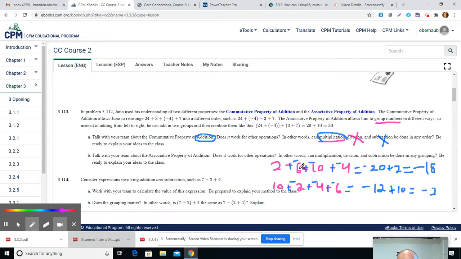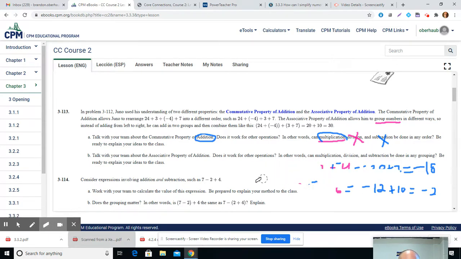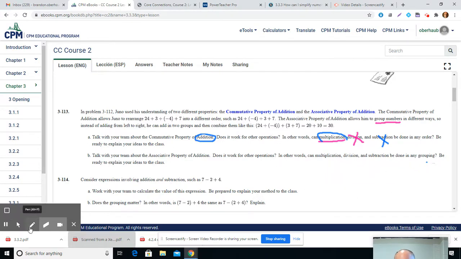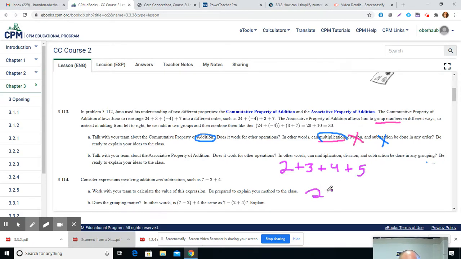So the next thing that we want to talk about is this thing called associative property. And with associative property, I want to explain what that is. Let's just say we have like 2 plus 3 plus 4 plus 5. All right. And associative property is a little bit different. So I'm going to show you this. We're going to write down the exact same numbers in the exact same order.